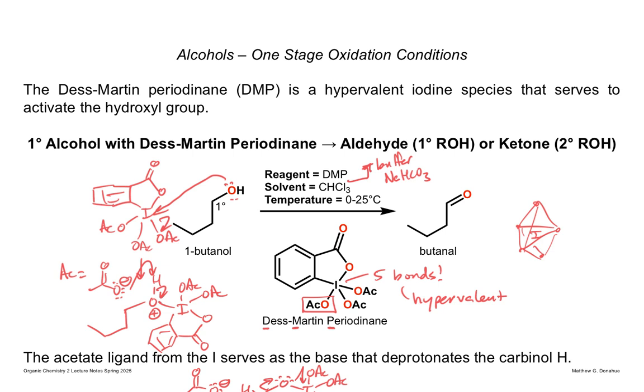Again, these are nice because that DMP reagent is just a white solid. You chuck it in there with your alcohol. You do thin layer chromatography. And then the byproduct, this whole iodide thing, crashes out of solution and you just filter it off. So as I stated before, a secondary alcohol, you do the same thing and it gives you a ketone.